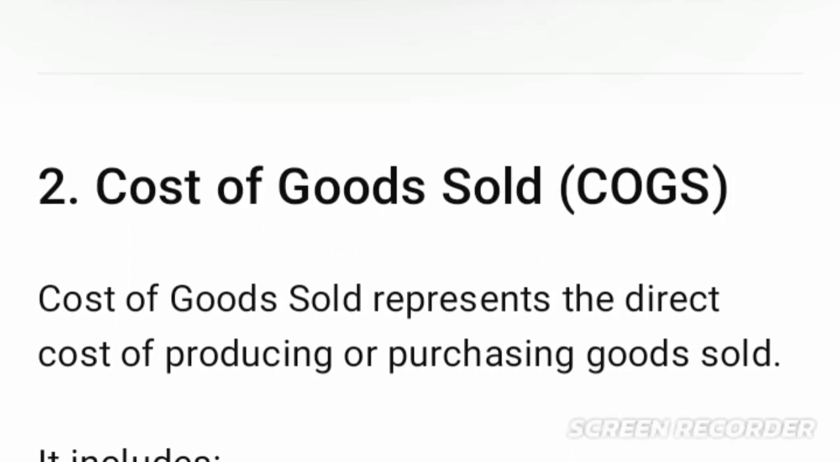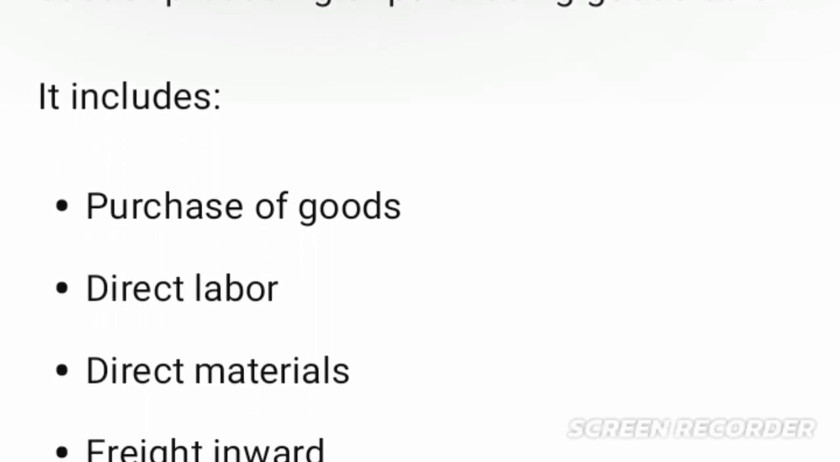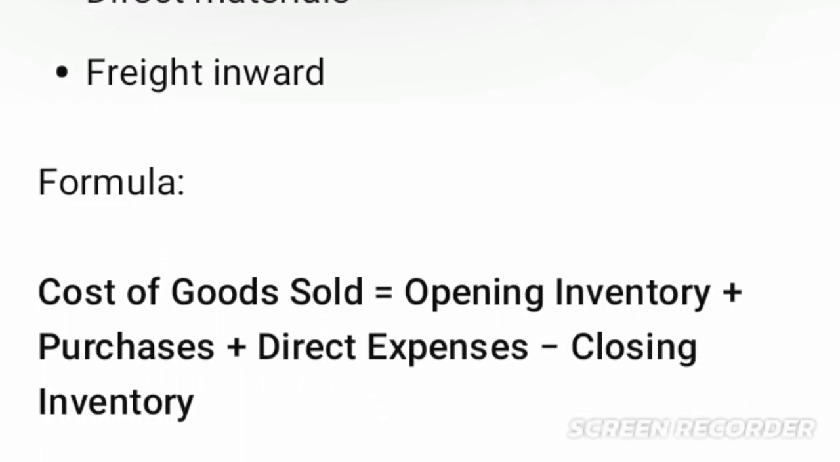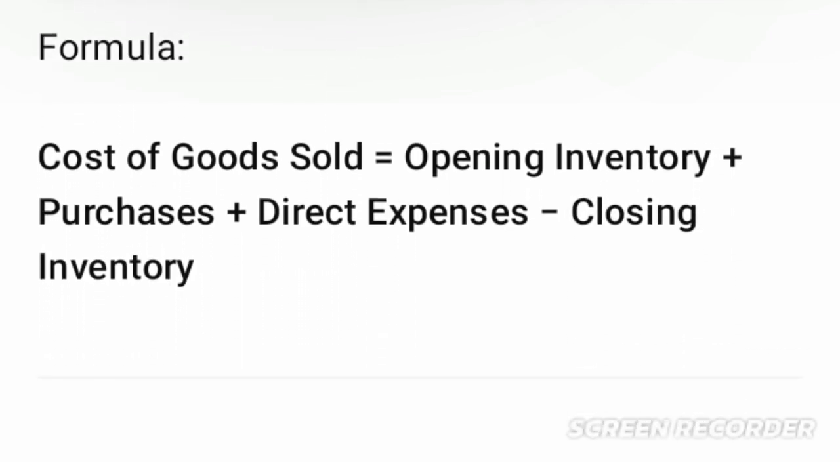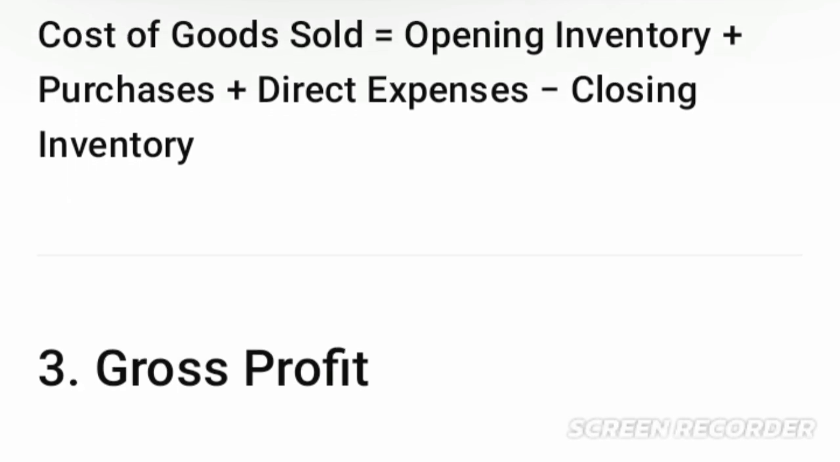Two, cost of goods sold. Cost of goods sold represents the direct cost of producing or purchasing goods sold. It includes purchase of goods, direct labor, direct materials, freight inward. Formula: cost of goods sold equals opening inventory plus purchases plus direct expenses minus closing inventory.